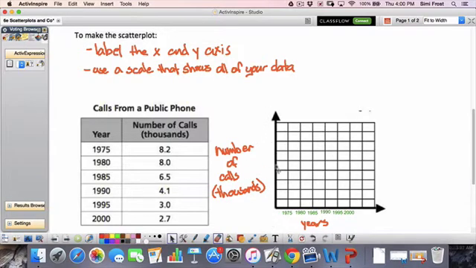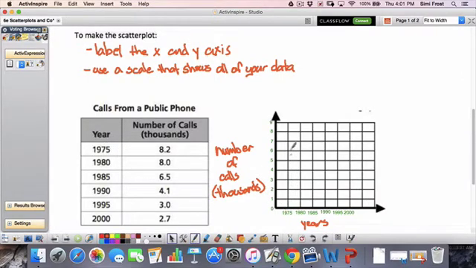I just stopped there because I know I don't have any data points past there. And then on the Y axis, I want to make sure that I go up to 8. It is going to work for me to just start at 0 and go up until I get to the end of my graph. And then you're just going to plot your data.